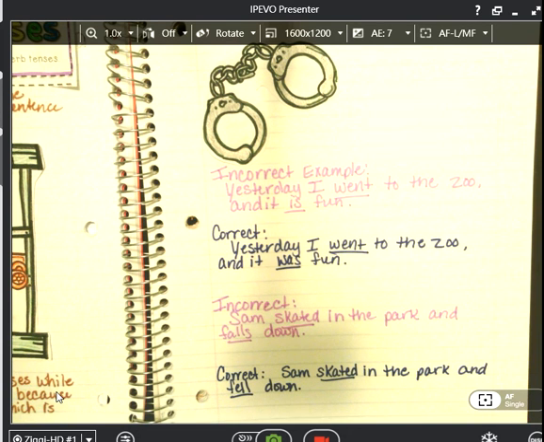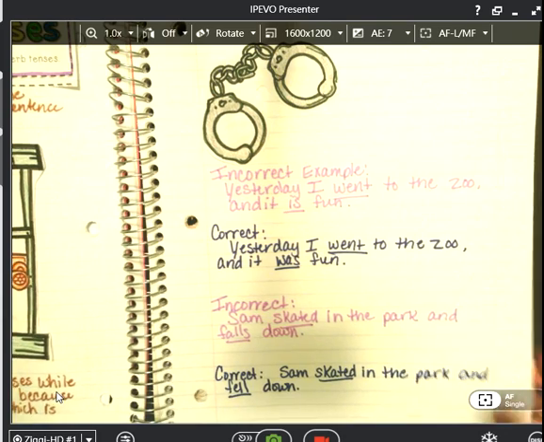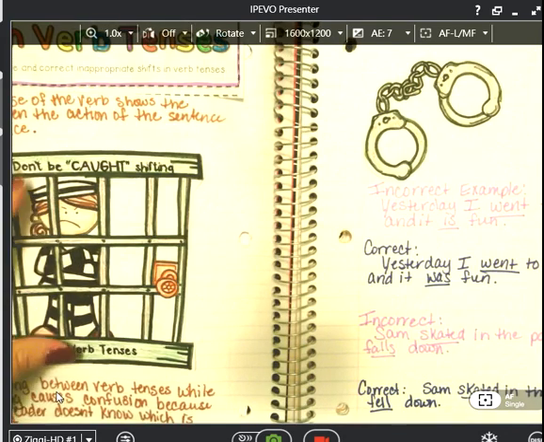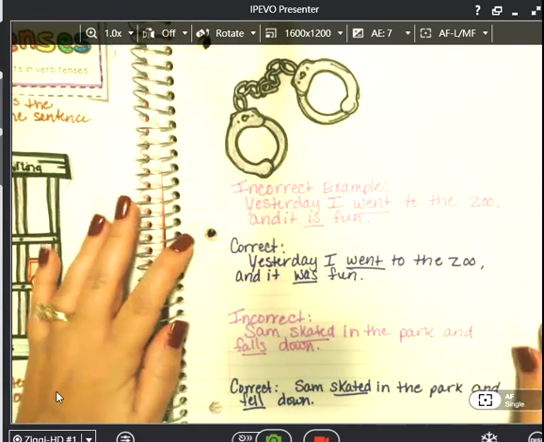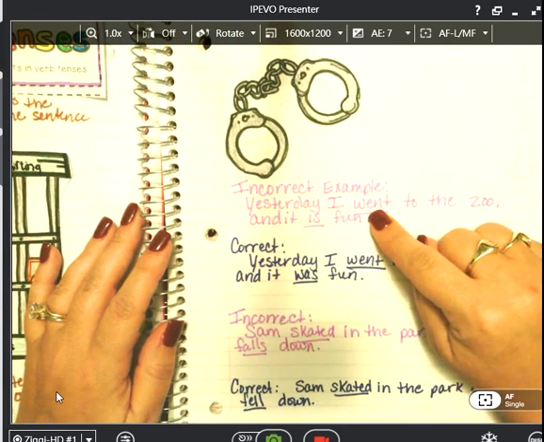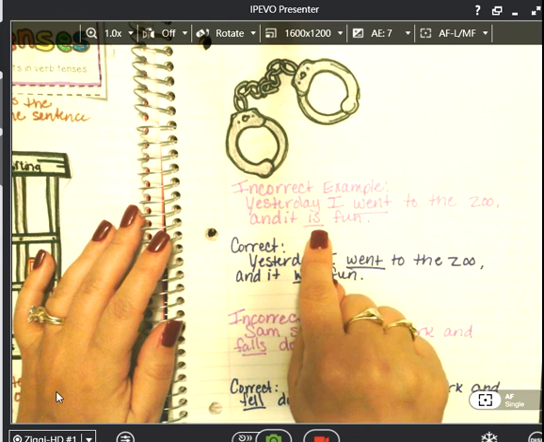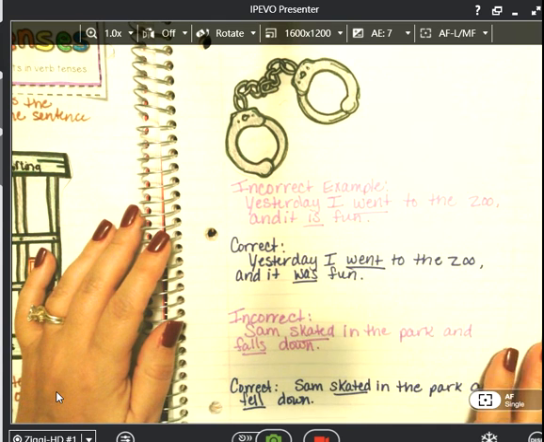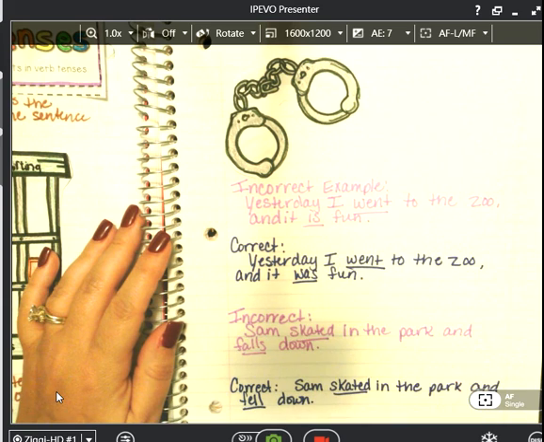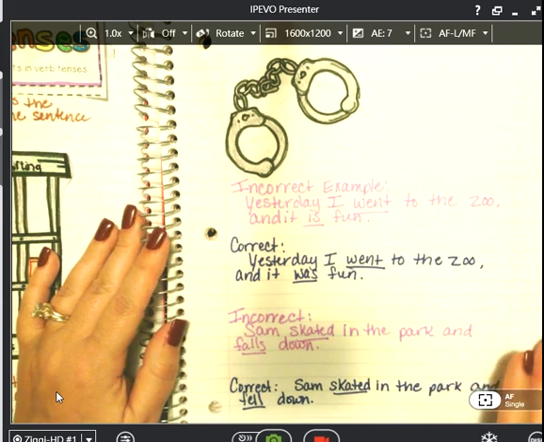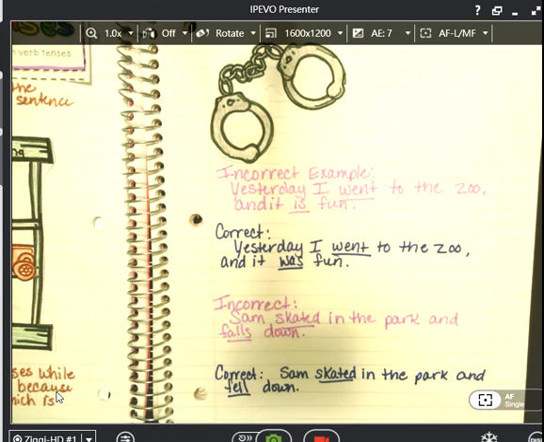So again, whenever you're writing, please just make sure that you do not shift your tenses. You do not want your tenses to start out in one tense, like this, went, in the past tense, and end up in the present tense, is, right here. Okay? You need to keep them in the same tenses. And that's part of having your subject-verb agreement.